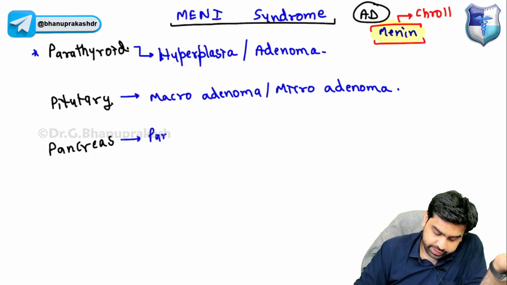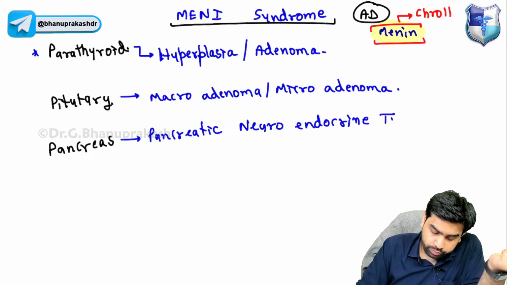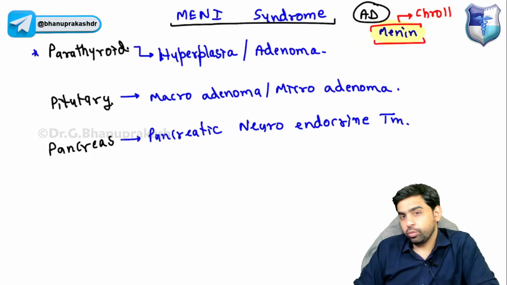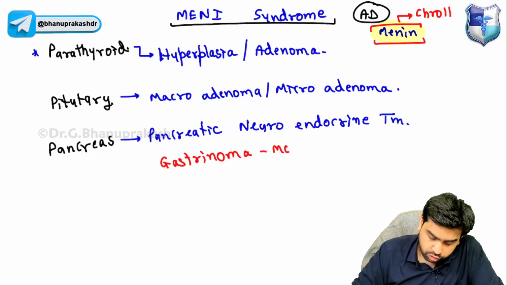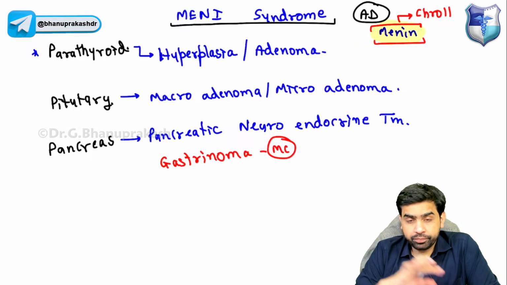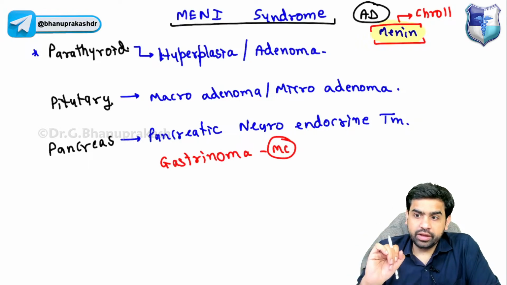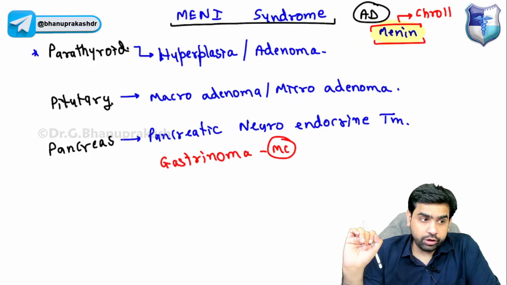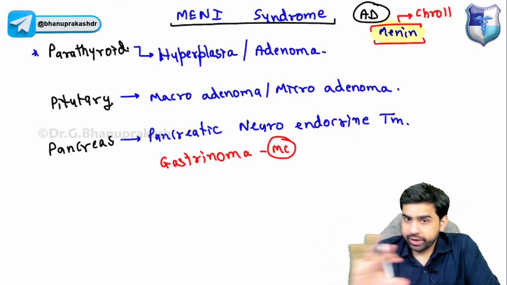So which is the most common pancreatic neuroendocrine tumor which you get in patients with MEN 1 syndrome? Please try to understand, it is gastrinoma. Gastrinoma is the most common. Overall, if I ask you which is the most common pancreatic neuroendocrine tumor, it is insulinoma. But if I specifically ask you in patients with MEN 1 syndrome, then it is gastrinoma. Overall it is insulinoma; in MEN 1 syndrome, it is gastrinoma. I hope you have understood this particular point, guys.